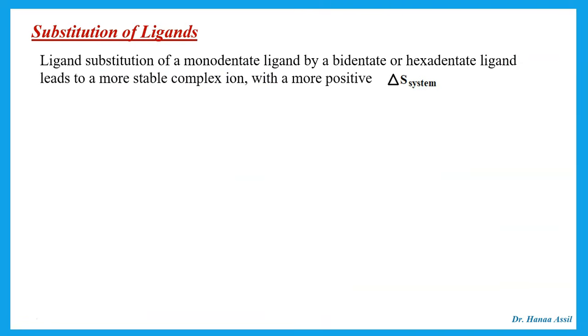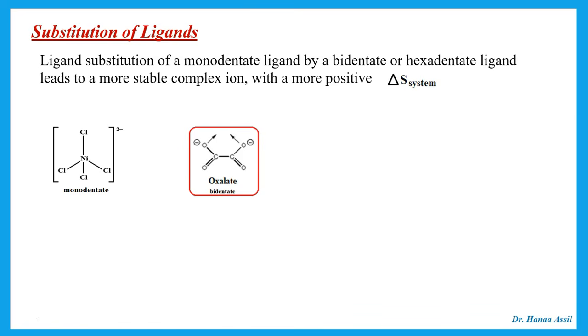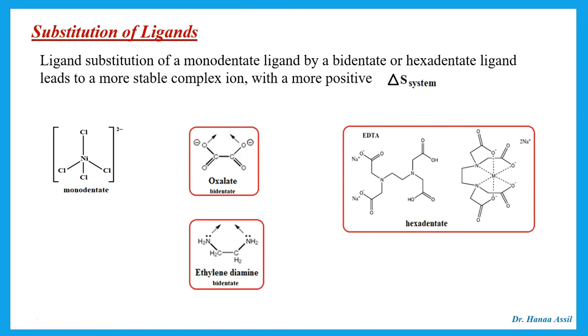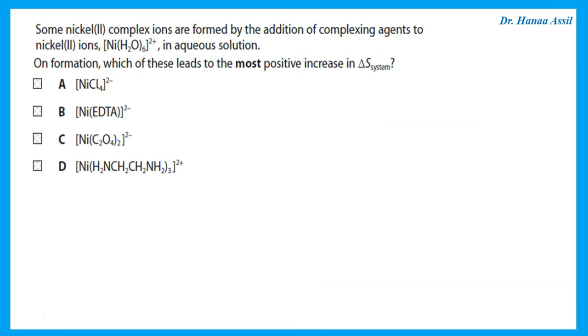Okay, we could have substitution of ligands, and you should know that when we have monodentate ligands, if I substitute them with a bidentate, that's a more stable complex. If I substitute with a hexadentate, that is even more stable because it will have a more positive delta S system.